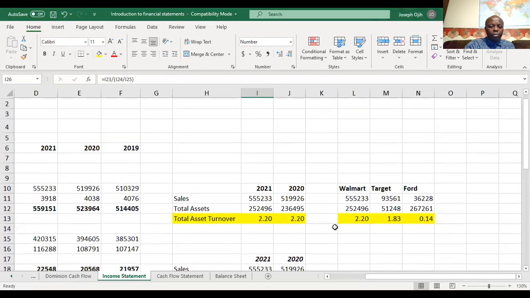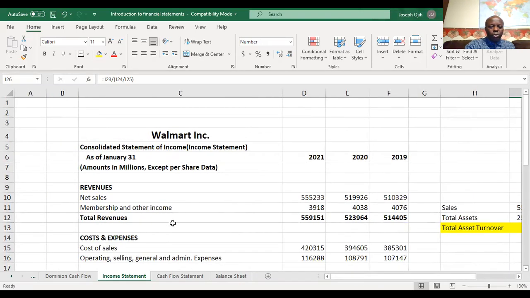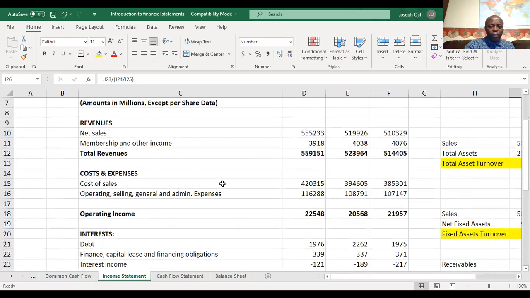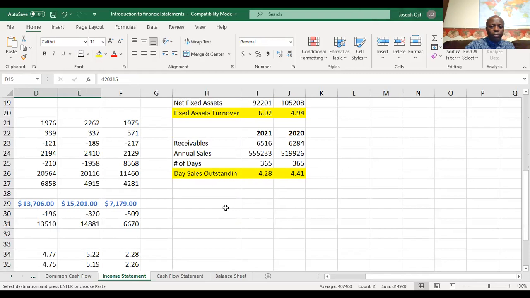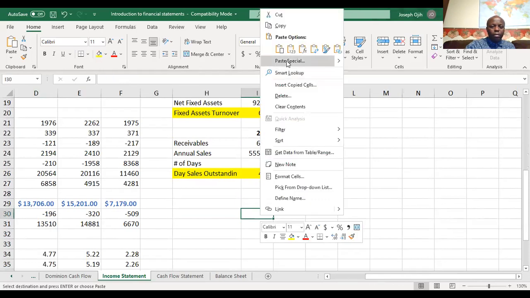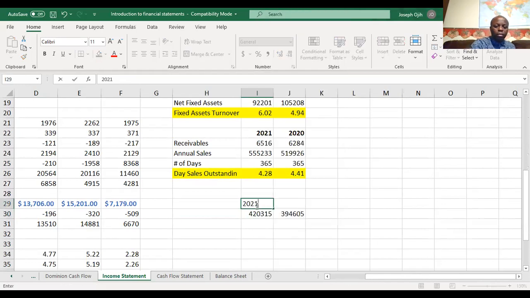Now, if you look at the income statement, you can see the Walmart cost of goods sold. See, cost of sales. You can see right here. I'm going to copy it. Walmart cost of sales. I'm going to put it right here. 2021 and 2020. So you have the cost of sales, cost of goods sold.